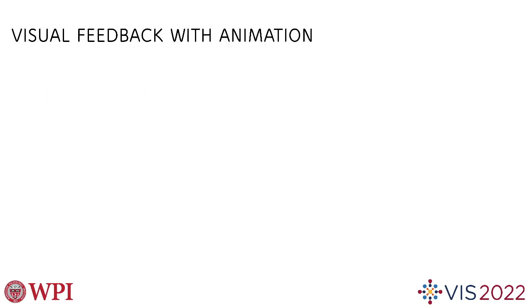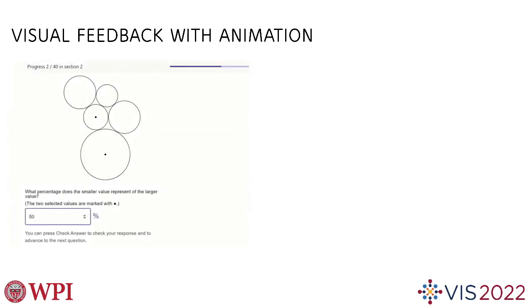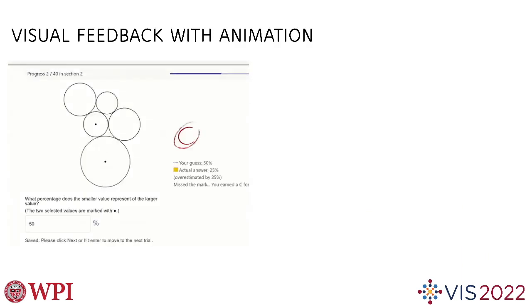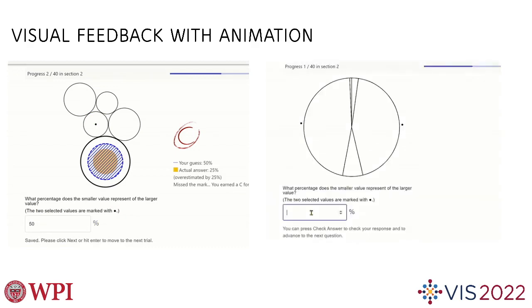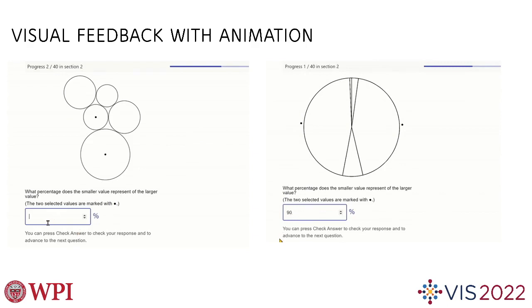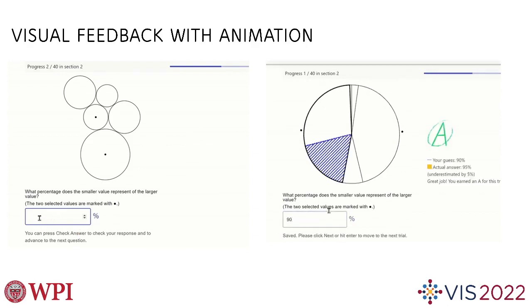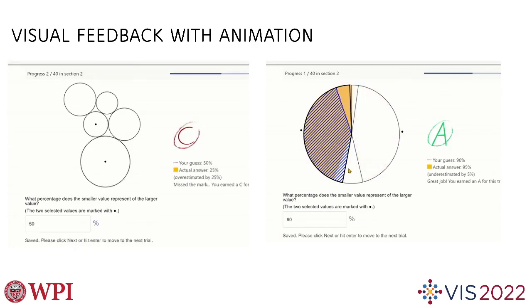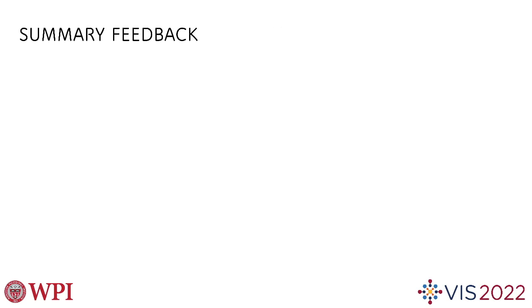Here, let's see some live examples. This is a slow motion of how a participant receives feedback on a bubble chart trial. The circle of the actual answer will move to overlap with the given answer for easy comparison. Here is another example. The actual answer slice will rotate to overlap with the given answer slice in a pie chart. The above slides show the per-trial feedback.